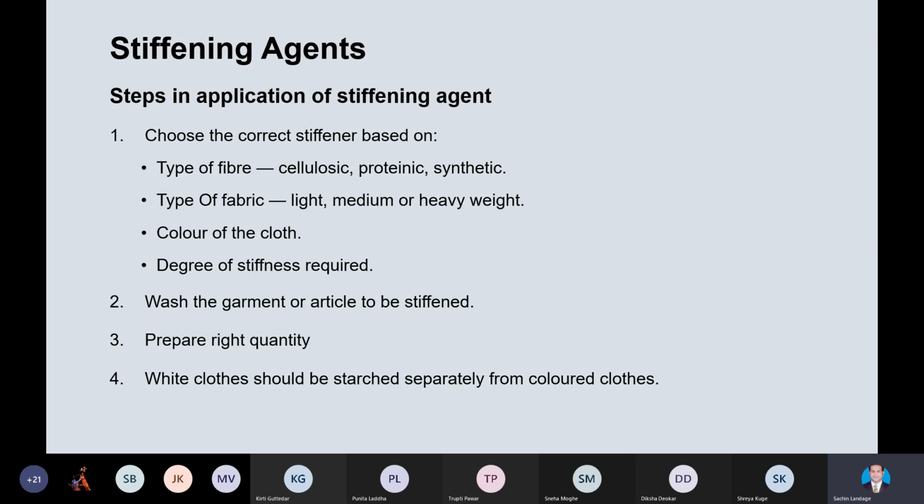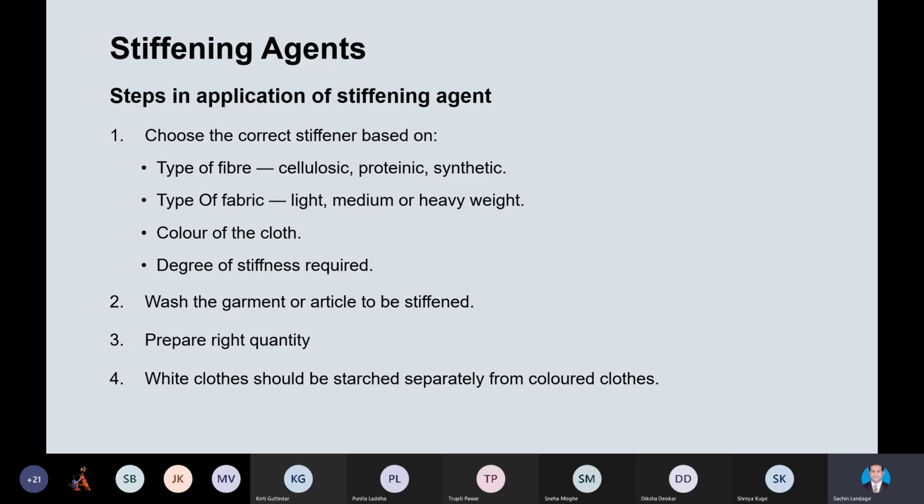Next thing we have to do: whenever you are applying it, we have to dip the garment for around 5 minutes in that solution. Now after the application is over, we can remove it and carry out spin drying, or we can carry out squeezing, depending upon the availability.